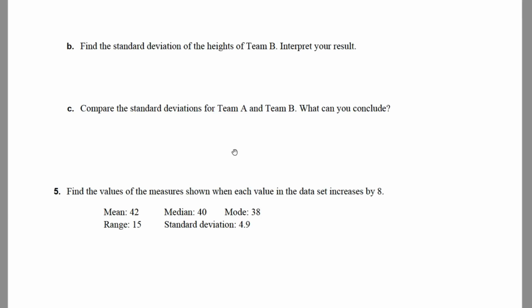Number 5, find the values of the measures shown when each value of the data set is increased by 8. So if I have a whole bunch of numbers and the mean is 42, what happens if every single number is increased by 8? Well, the mean is going to go up by 8. What about the range? The range isn't going to change at all, because the lowest and highest both go up by 8. The median, the middle number, is still going to be the middle number, so the median is going to increase by 8. What about the mode? The number that appears most often is also going to increase by 8, because all those numbers increase by 8.